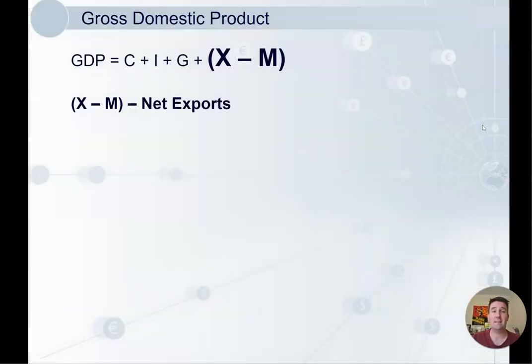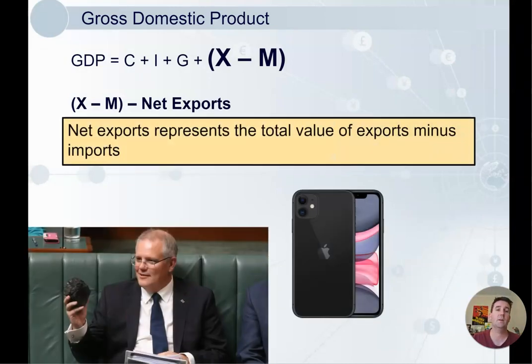Okay, and our net exports, so X minus M. Total value of exports minus imports. Right, so exports, for example, coal. Imports, for example, the technology that we earn. So if we add all of these together, we get our gross domestic product.